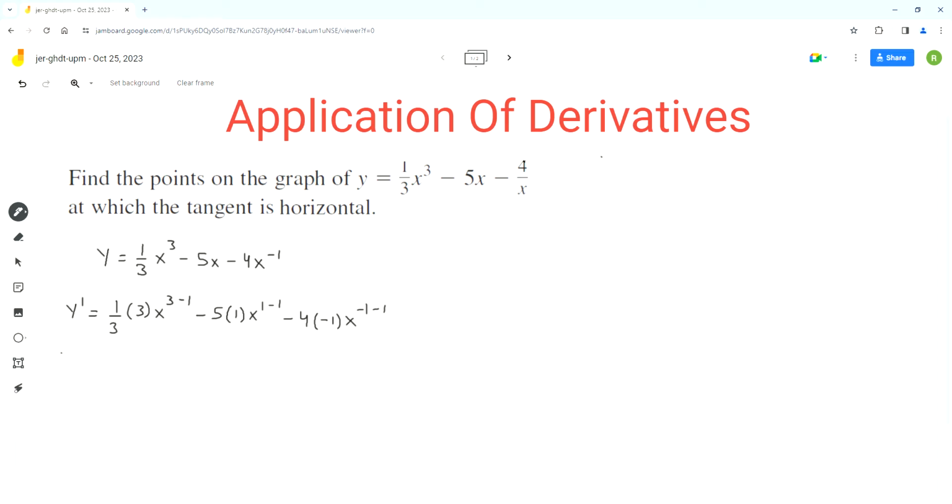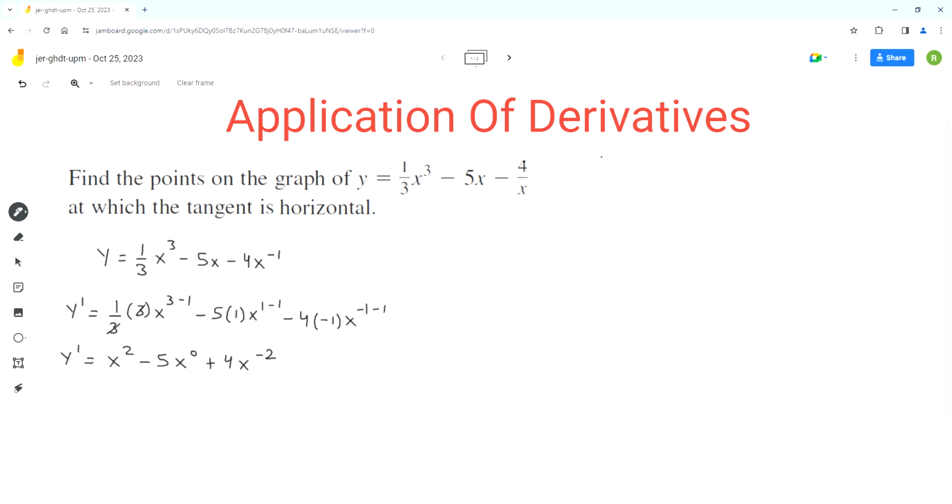Now we can simplify it. So y prime equals, 1 over 3 times 3 is equal to 1 because the 3's cancel each other out. So we are just left with x squared. Then minus, 5 times 1 is 5, and then x to the power 0, and then x to the power negative 2. Now we have to find the points where the tangent is horizontal.